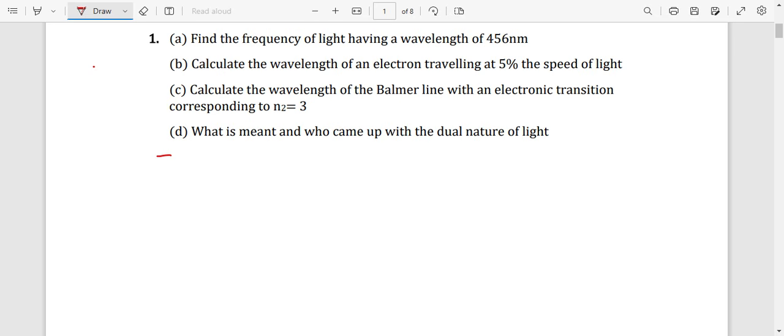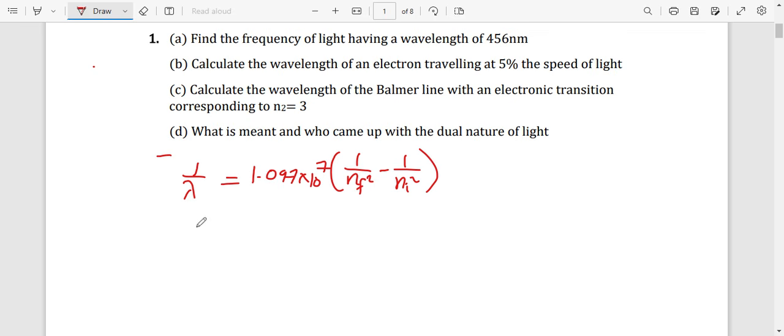multiplied by 1 over n final squared minus 1 over n initial squared. Now that one is going to give you energy, right? So let's use the one for wavelength. 1 over wavelength is equal to, is it 1.097 times 10 to the power 7, then 1 over n final squared minus 1 over n initial squared, since we want to find the wavelength.